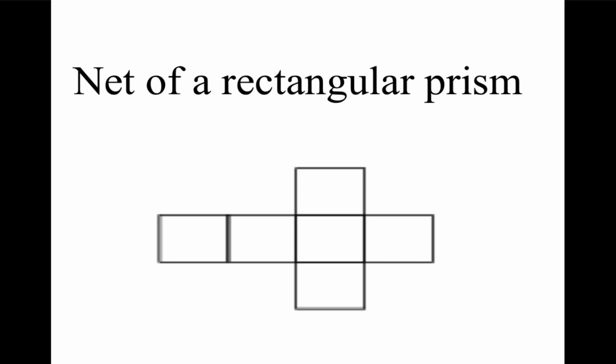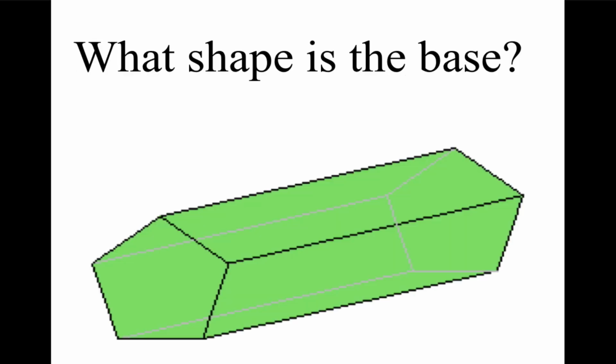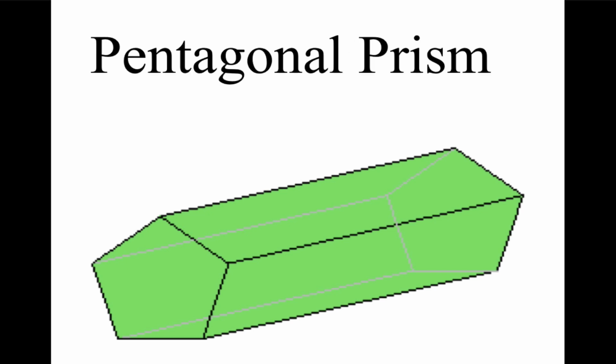Okay, so today's a lot of vocabulary and drawing, and not much math actually. So let's see. What shape is the base of this one? So how many sides does it have? It has 5 sides. Therefore, I would call that a pentagon. And we would call this a pentagonal prism. That comes from the word pentagon. We change it to an adjective because it's describing the prism, so it's pentagonal.